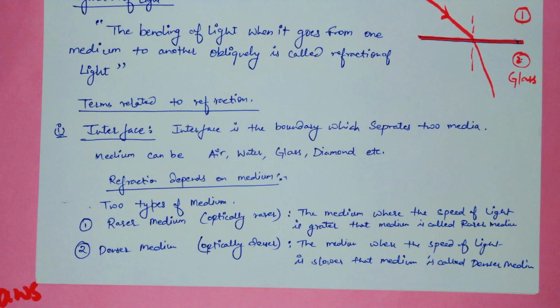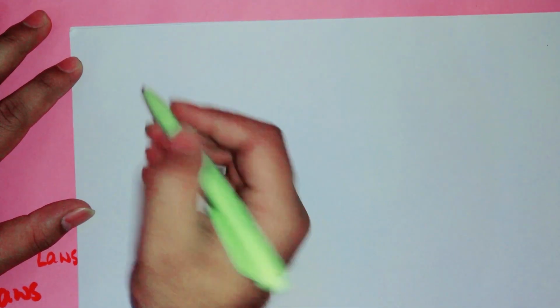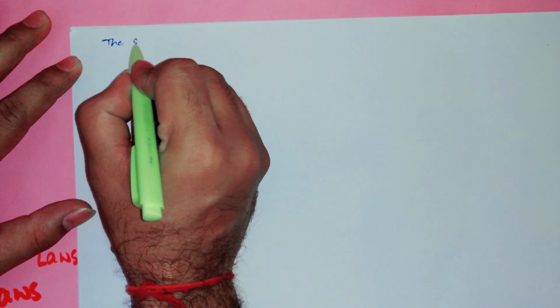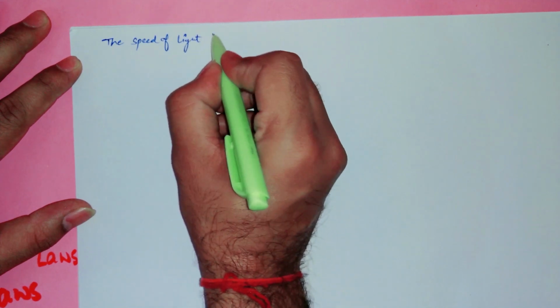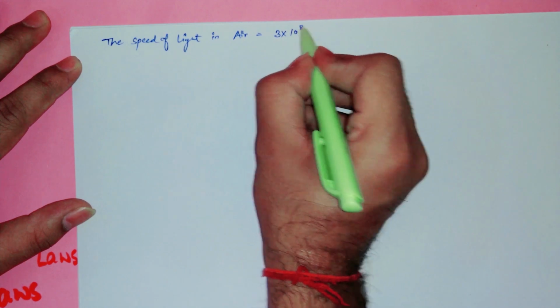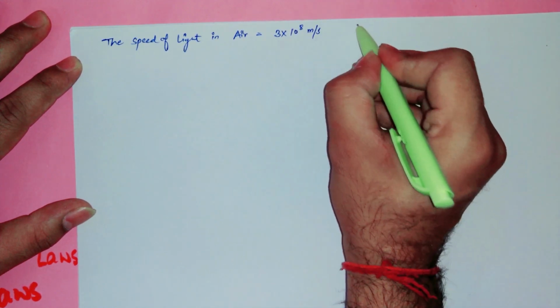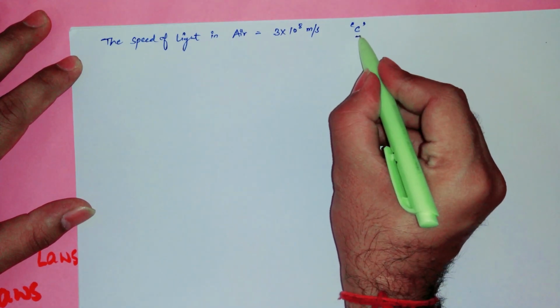Okay, though light will bend but there will be some change. So let us study when light goes from denser medium to rarer medium. Now we know the speed of light in air. What is the speed of light in air? The speed of light in air is 3 into 10 to the power 8 meter per second and it is denoted by small c. Speed of light is always denoted by small c.